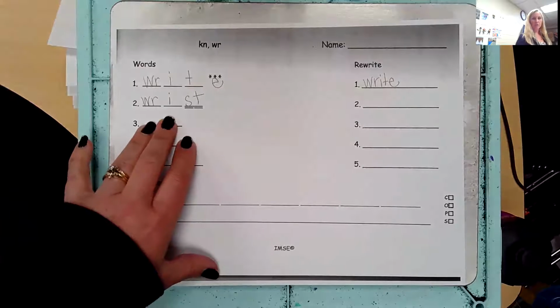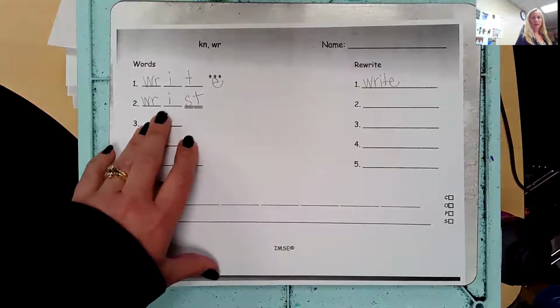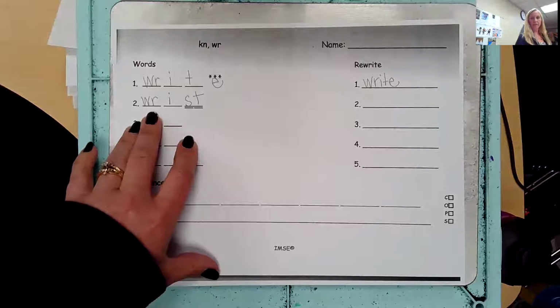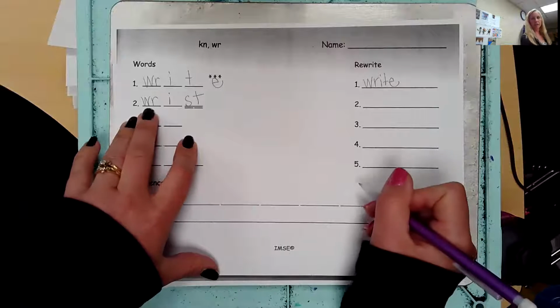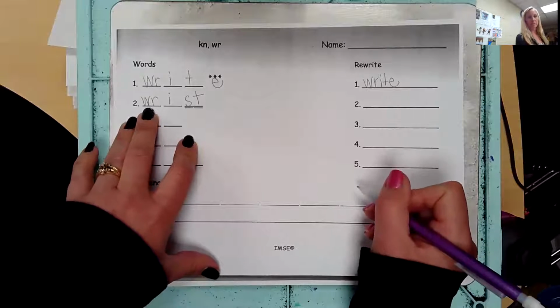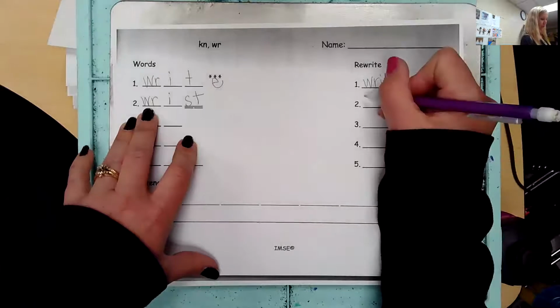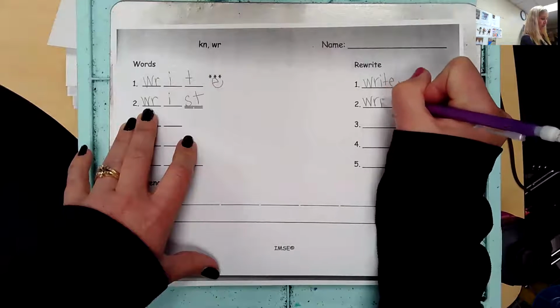Okay, you paused the video, you tapped it out yourself, and you wrote the word by yourself, and now you're checking. So here's the word, wrist. We hear the /r/ sound at the beginning. We know that has to be a WR. If yours is correct, slide it over.